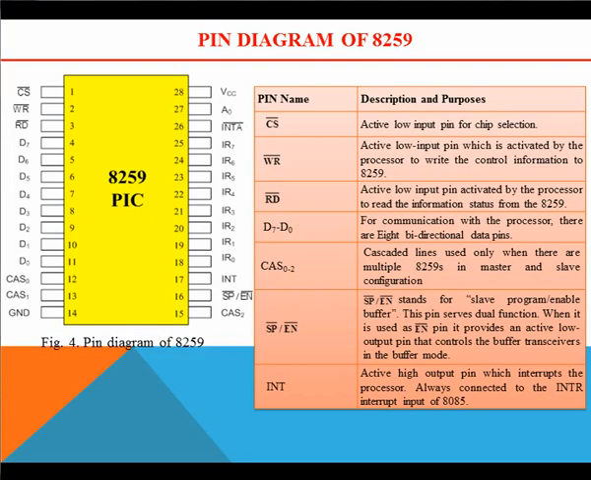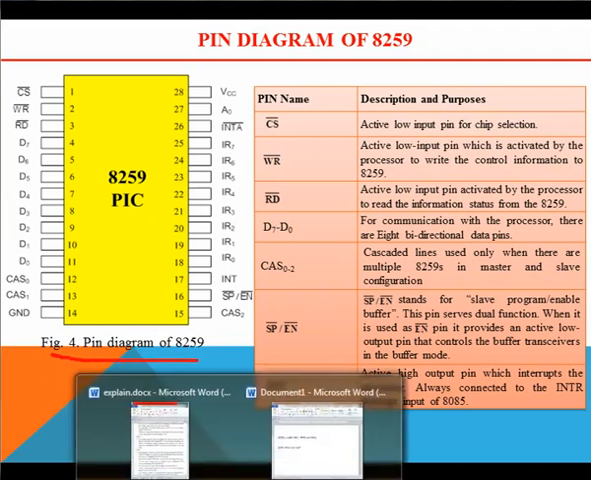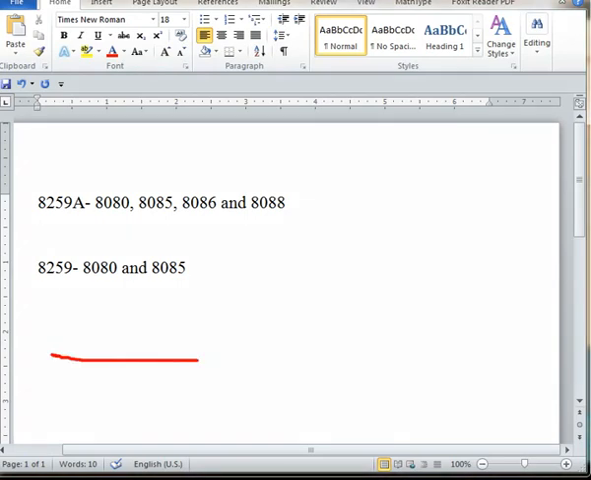The pin diagram of 8259A is shown in figure 4. The only difference between 8259 and 8259A is that 8259A is designed for 8080, 8085, 8086 and 8088, whereas 8259 is designed only for 8080 and 8085.